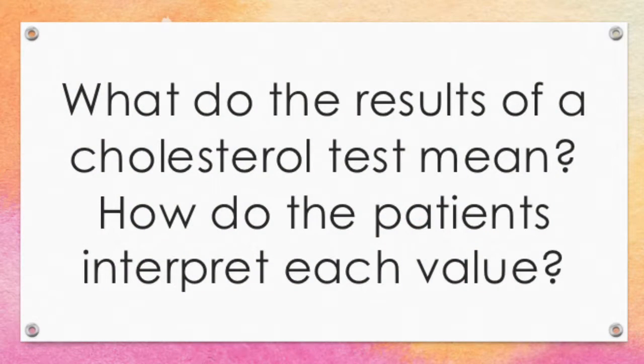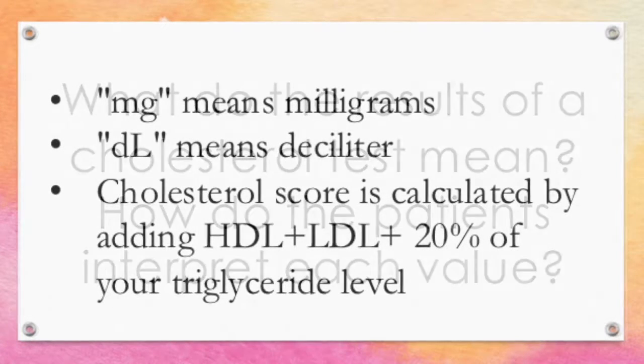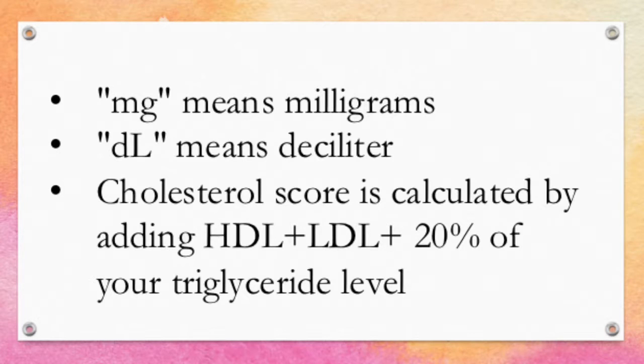What do the results of a cholesterol test mean, and how do patients interpret the values? The abbreviation mg stands for milligrams. The abbreviation dl stands for deciliters. Your cholesterol score is calculated by adding your low-density and high-density lipoprotein levels plus 20% of your triglyceride or fatty acid levels.